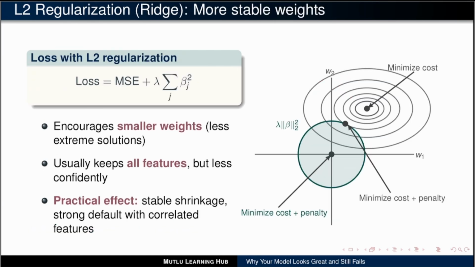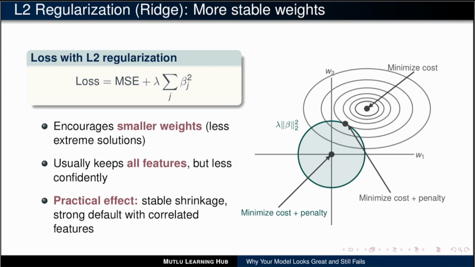Now, let's focus on L2, also called ridge. The loss becomes the usual mean squared error plus lambda times the squared weights. What does that actually mean? It means we are still trying to minimize the cost, but now we are not allowed to let the weights grow freely. You can think of it like this.